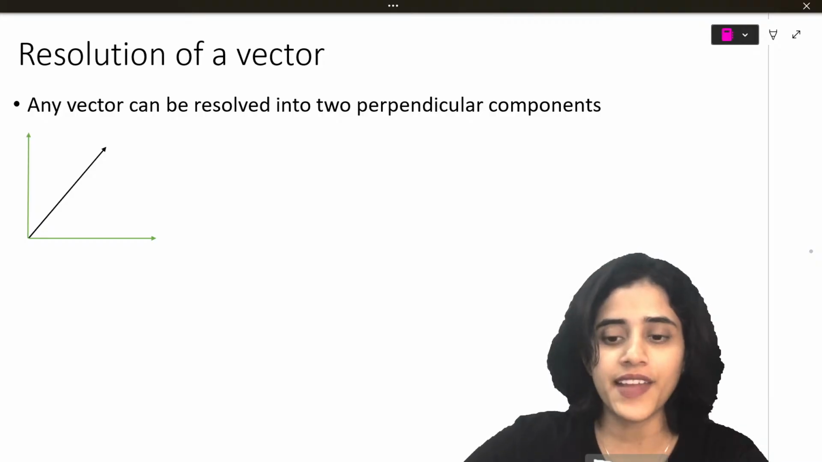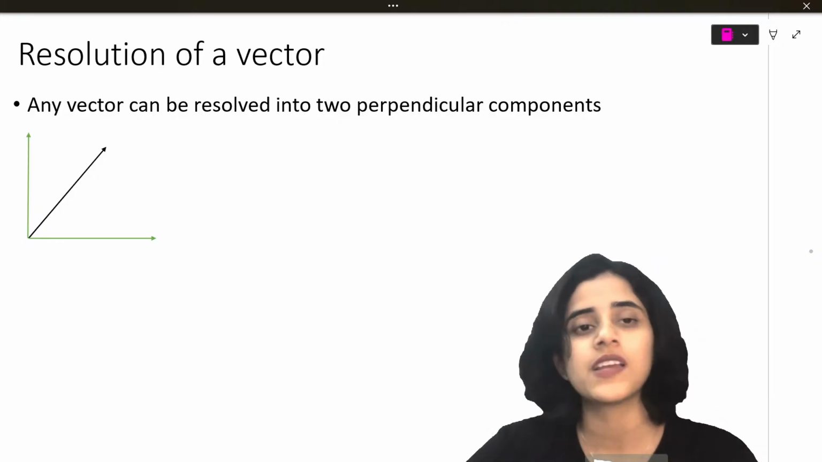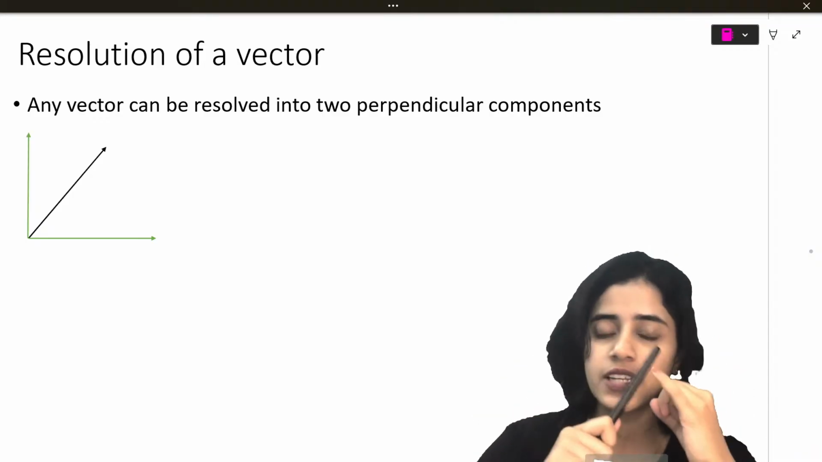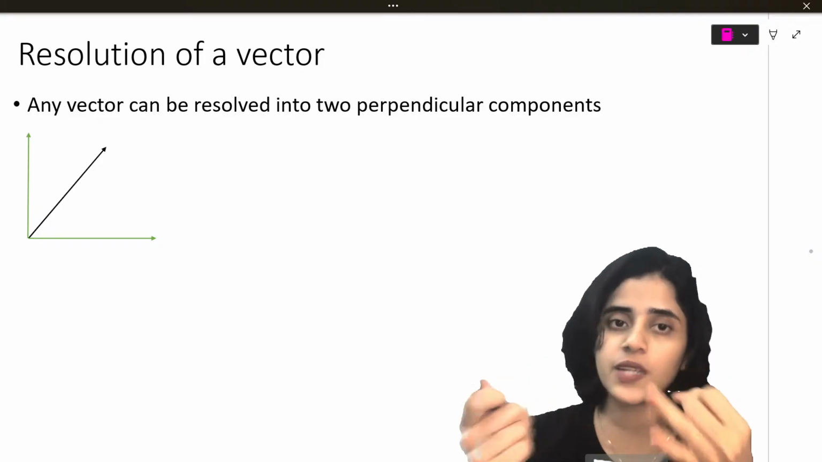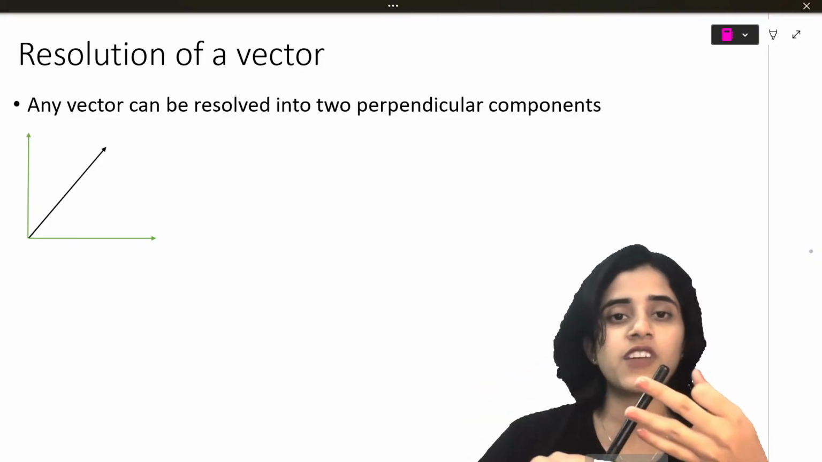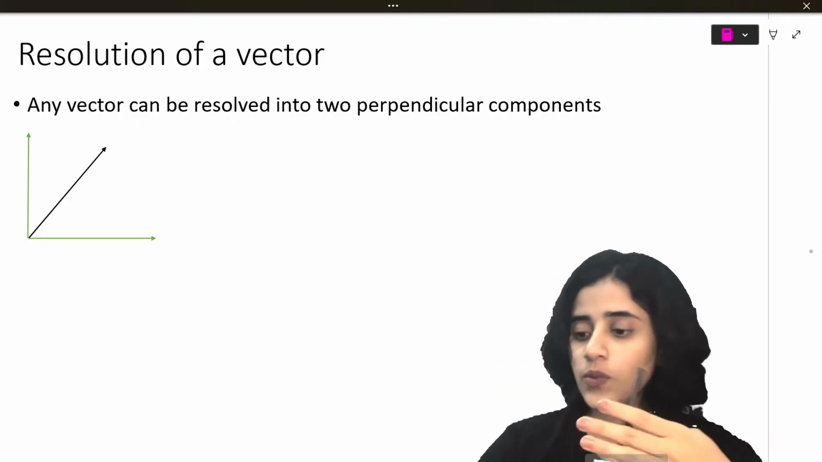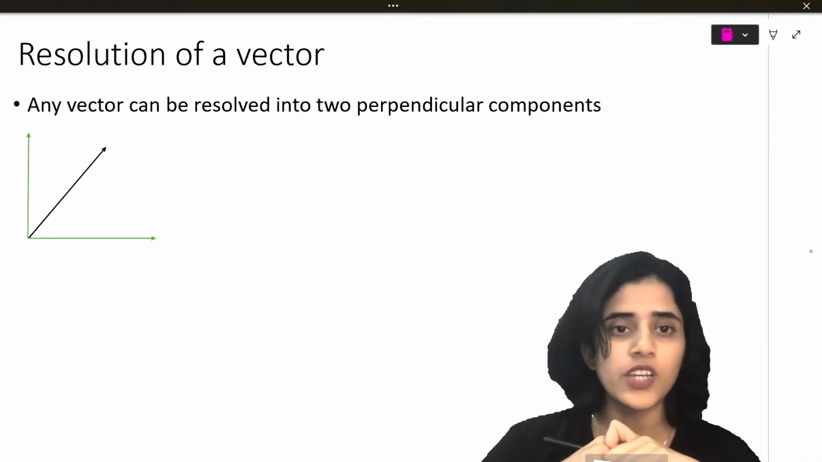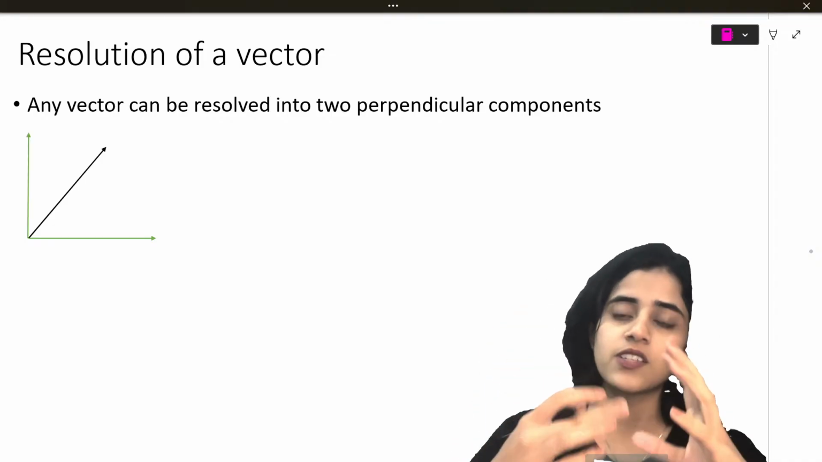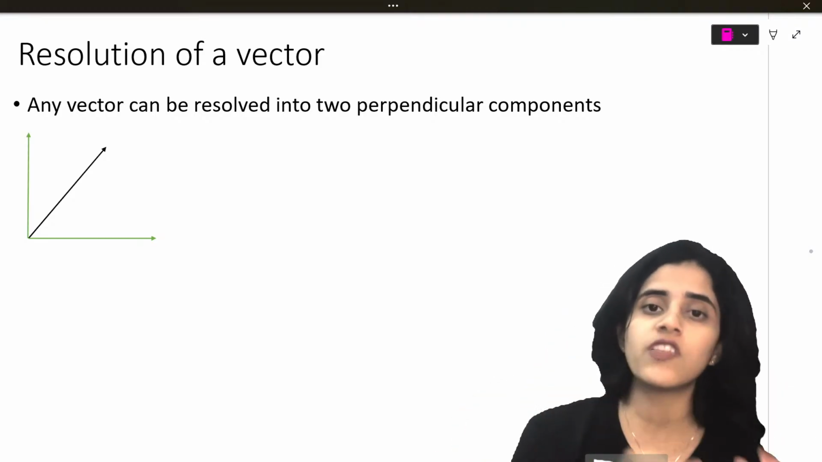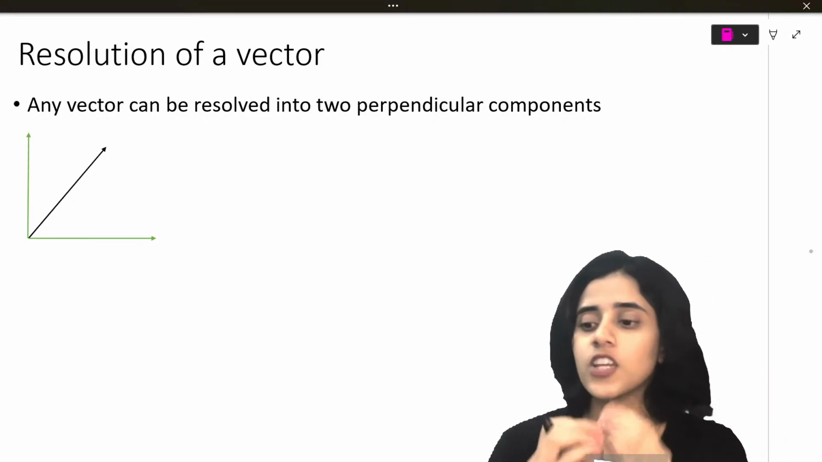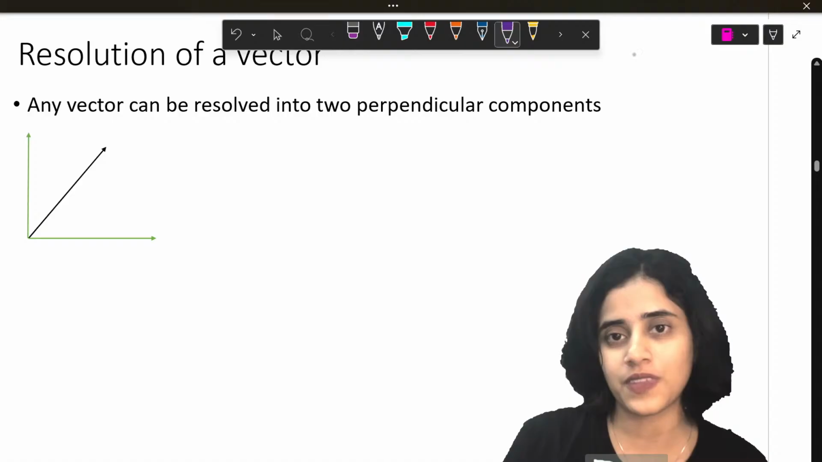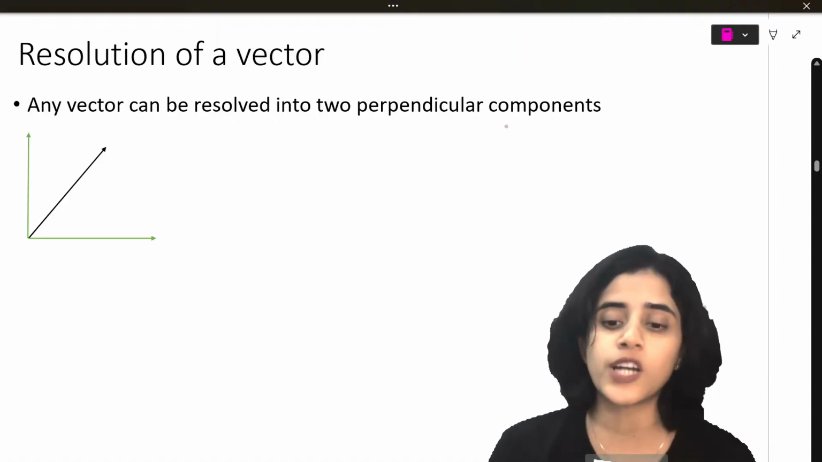Next is the resolution of a vector. So how you can resolve a vector. We saw how you can represent a vector graphically, how you can represent a vector algebraically. We also saw how you can represent a vector as a unit vector. Now we will see how you can define the resolution of a vector. Resolution of a vector means you are taking a vector and making it into two components.